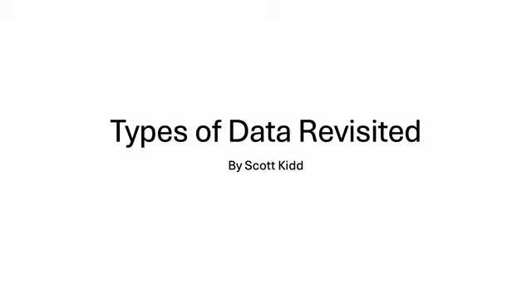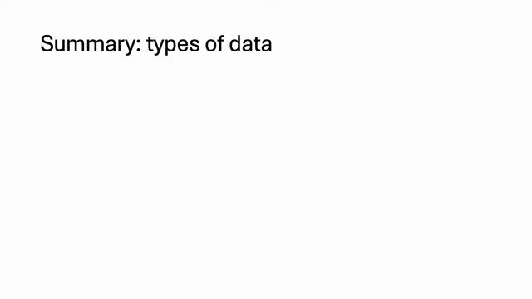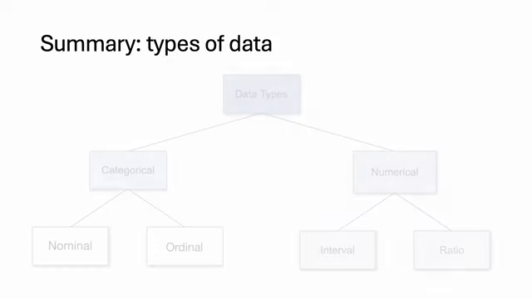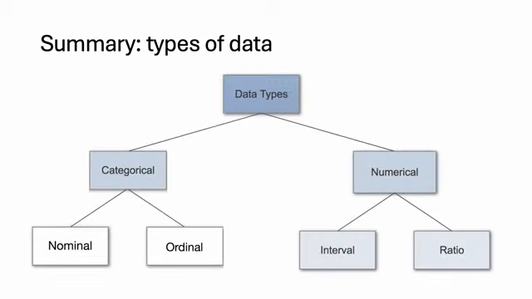Hello, I'm Scott Kidd, and we're now going to revisit the types of data that we've explored so far. So let's revisit what we've covered over the two previous videos. We discussed over the videos that there's four different types of data. There's two categorical types of nominal and ordinal, and there's two numerical types of interval and ratio.